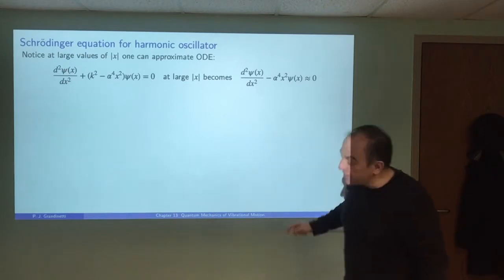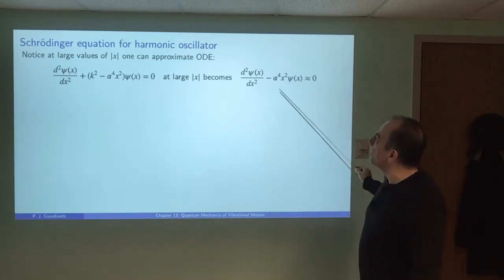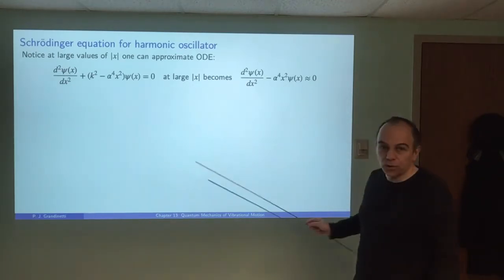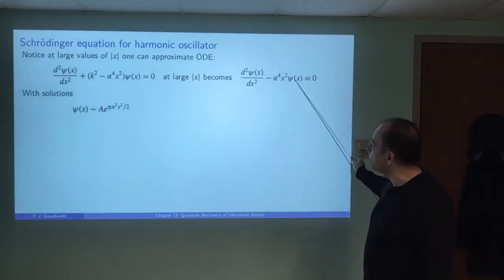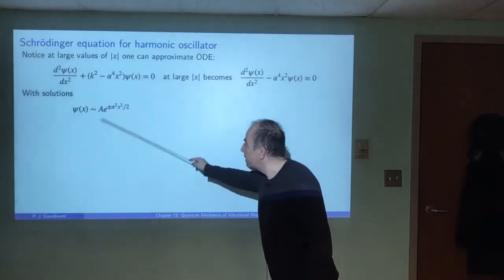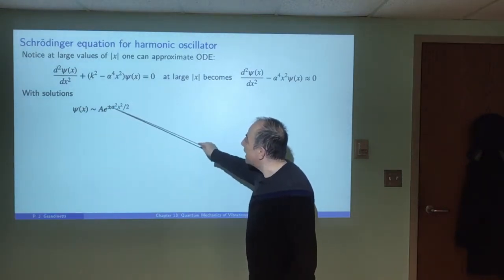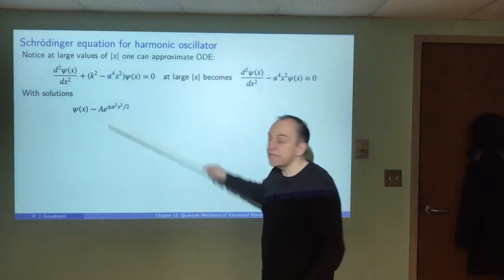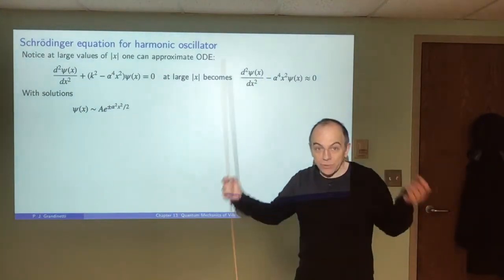So at very large x, the solutions to this equation should look like solutions to this differential equation here. But that's only true at very large values of x. Solutions to this look like this. There's some undetermined normalization constant, and then e to the plus or minus alpha squared times x squared over 2. So this is either an exponential growth or an exponential decay.